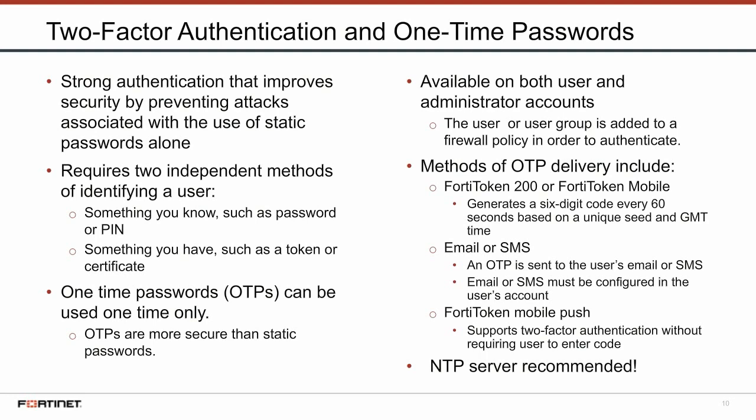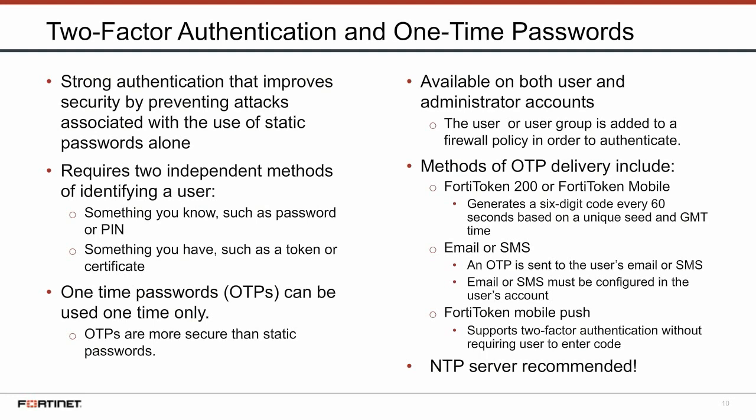Two-factor authentication, on the other hand, requires something you know, such as a password, and something you have, such as a token or certificate. Because this method places less importance on often vulnerable passwords, it makes compromising the account more complex for an attacker. You can use two-factor authentication on FortiGate with both user and administrator accounts. The user or user group to which the user belongs is added to a firewall policy in order to authenticate. Note that you cannot use two-factor authentication with explicit proxies.